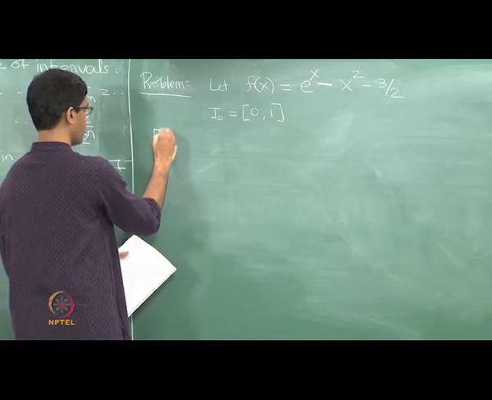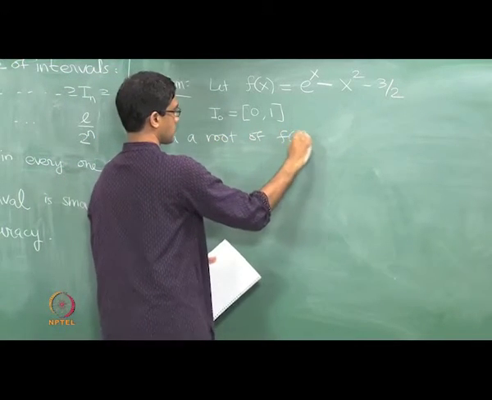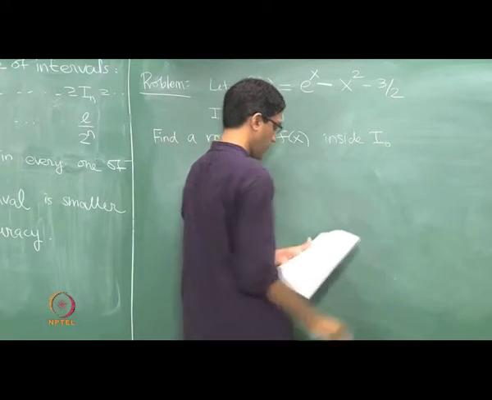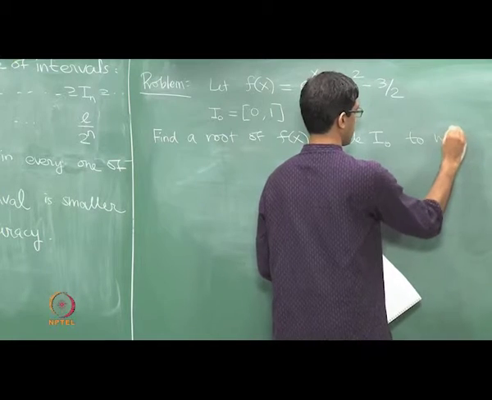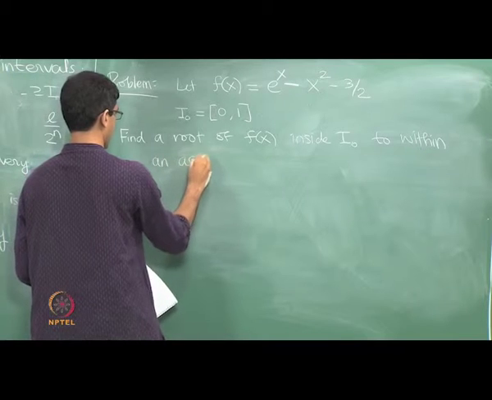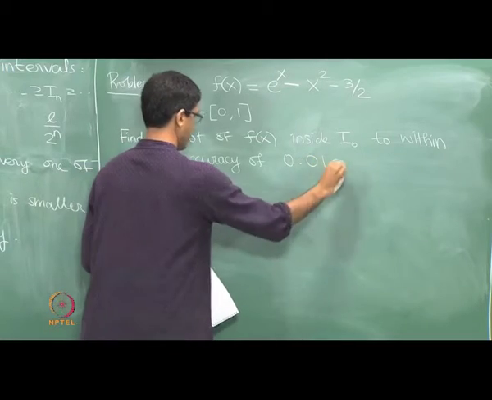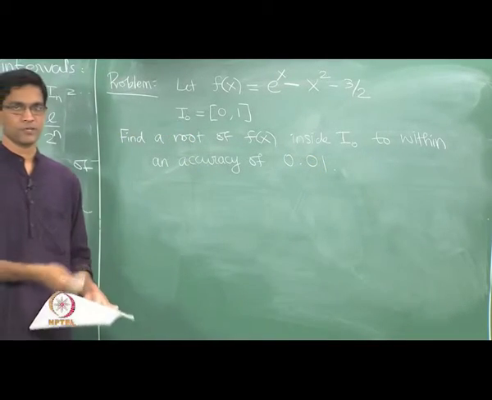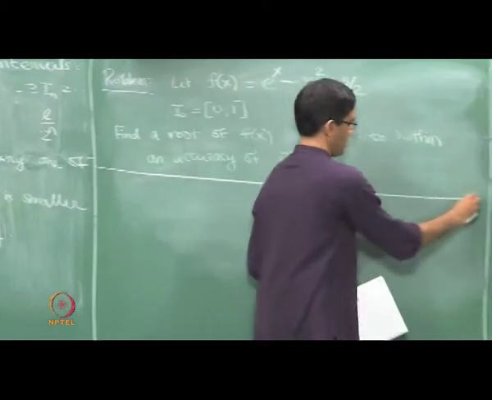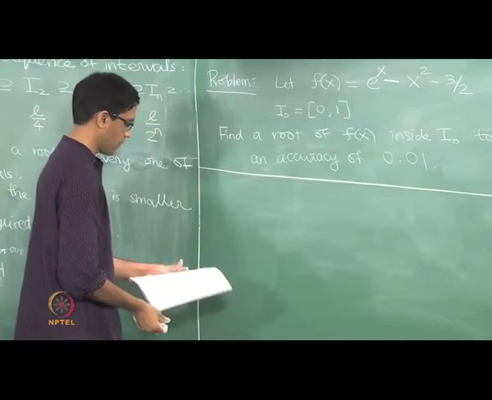And so here's the problem: find the root of f of x inside this interval to within an accuracy of 1 over 100, and use the bisection method to try and do this. So I leave this as an exercise. So this was the second application of the intermediate value property.